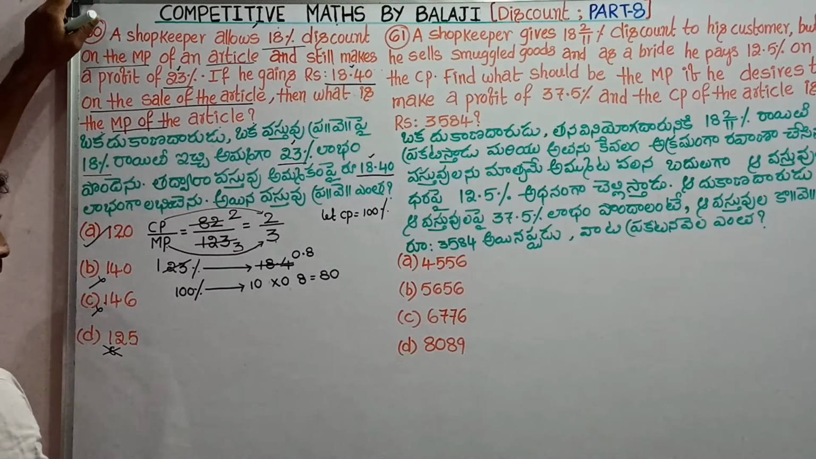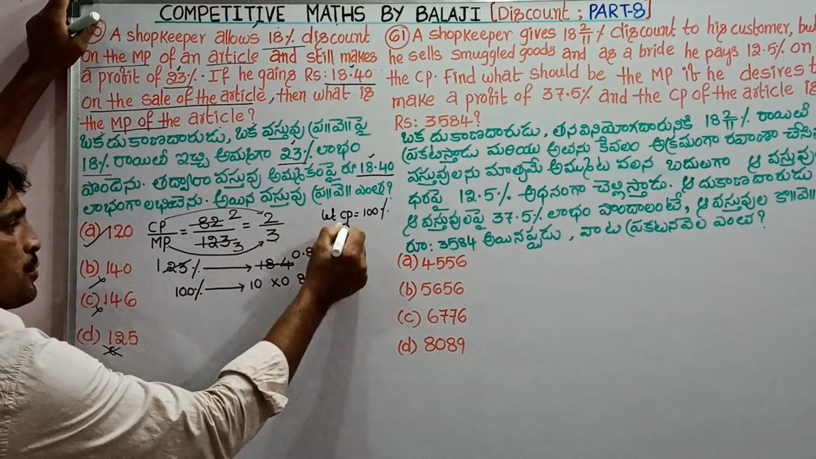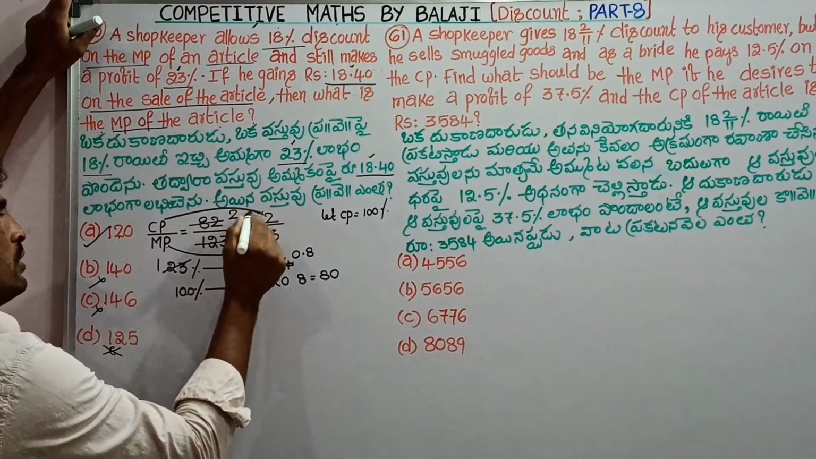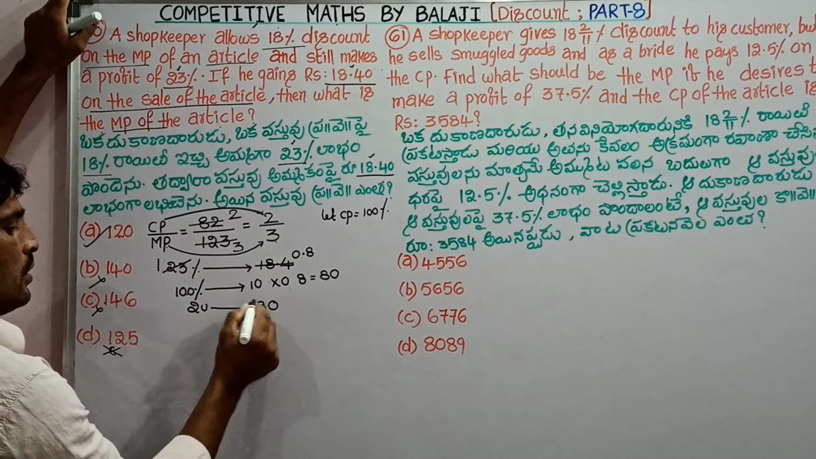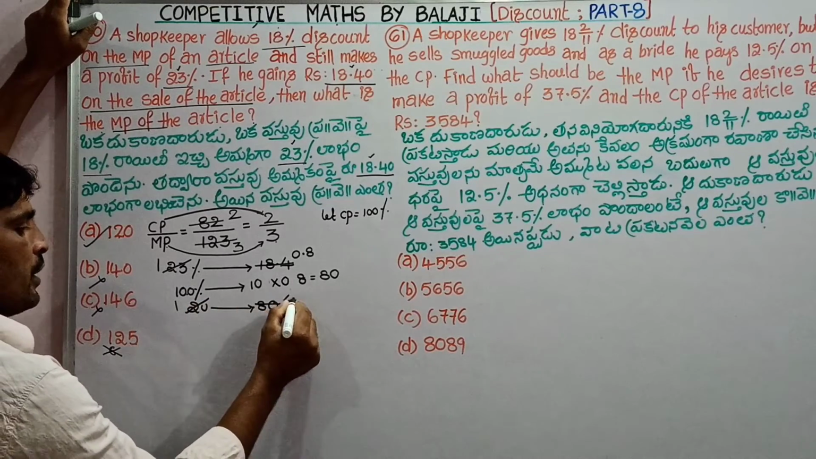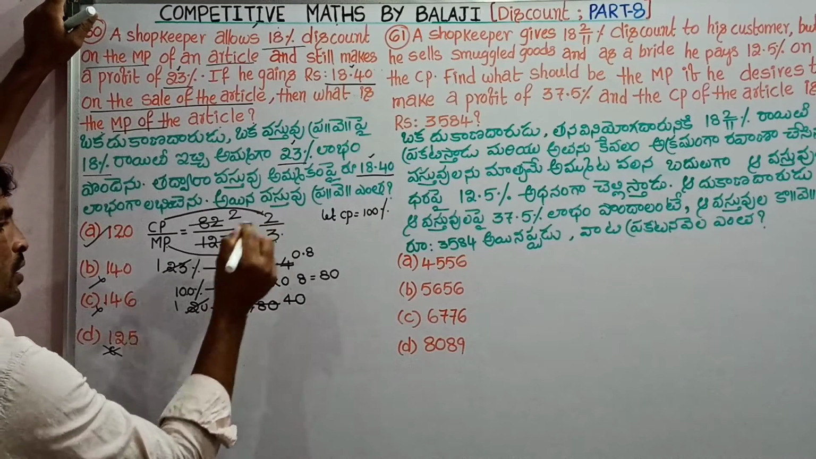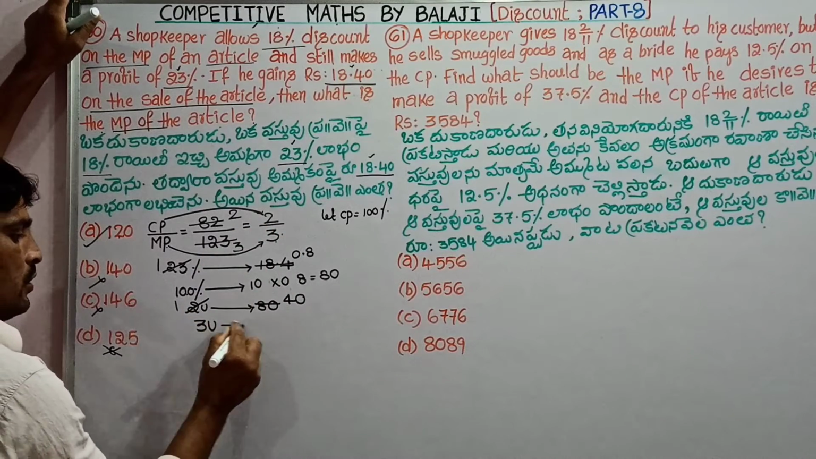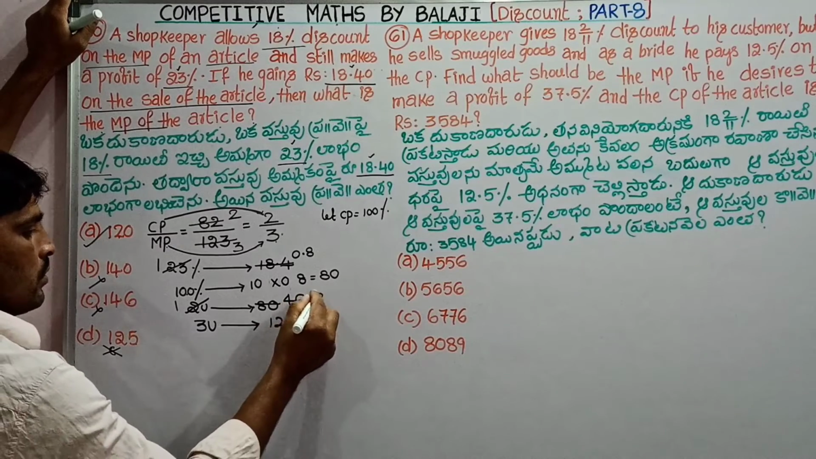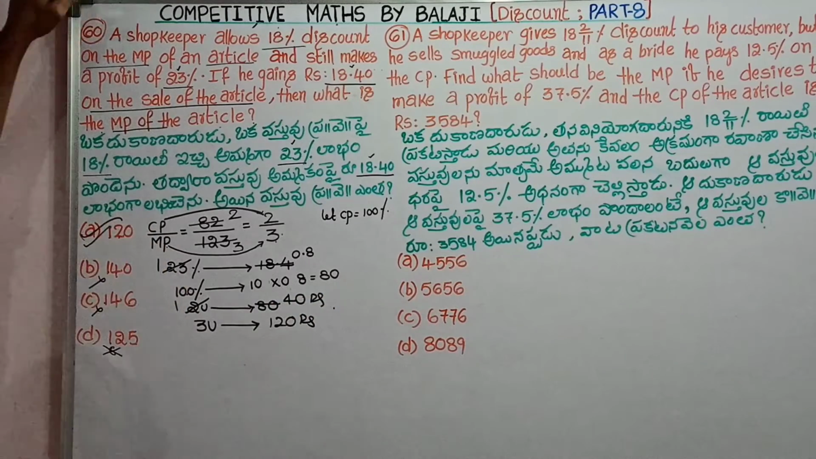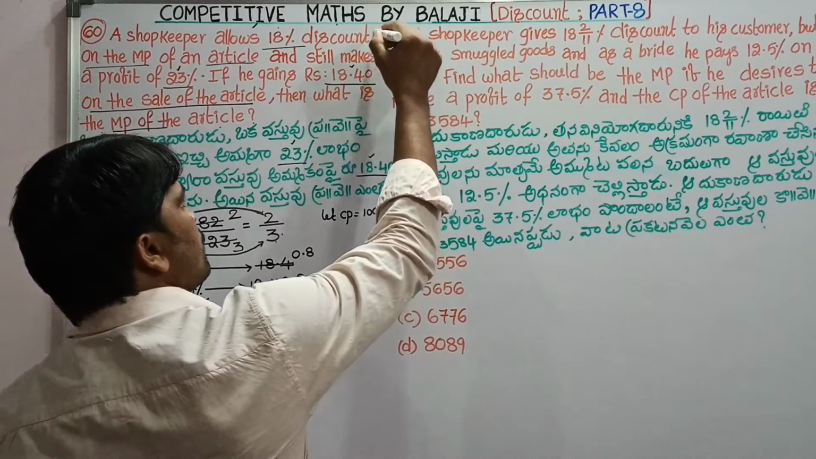100% is the cost price, but we know that the cost price is what? 2 units. That is, 2 units value is 80 rupees. Then 1 unit value is 40 rupees. We have to find the market price, that is 3 units. 3 into 40 is 120 rupees. So the answer is A. Next question, most important question.